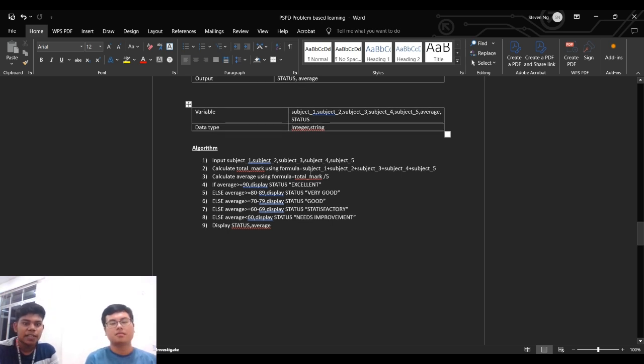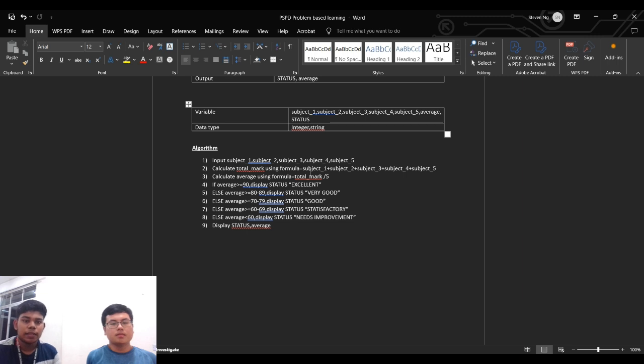So the first one is input subject 1, subject 2, subject 3, subject 4, and subject 5. Next we have to calculate the total mark using the formula subject 1 plus subject 2 plus subject 3 plus subject 4 plus subject 5. After we get the total, we have to calculate the average with the formula total mark divided by 5.